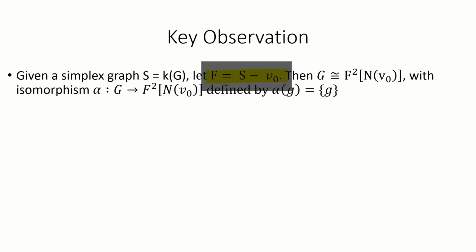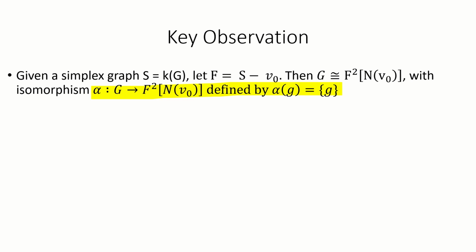If we have a simplex graph K of G, and F is the graph we get by deleting the zero clique vertex from K of G, then G is isomorphic to the subgraph of the graph power F squared induced by the open neighborhood of the zero clique vertex, with the isomorphism defined here as the mapping alpha.